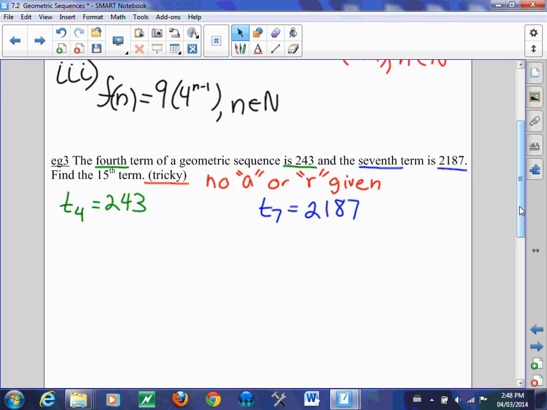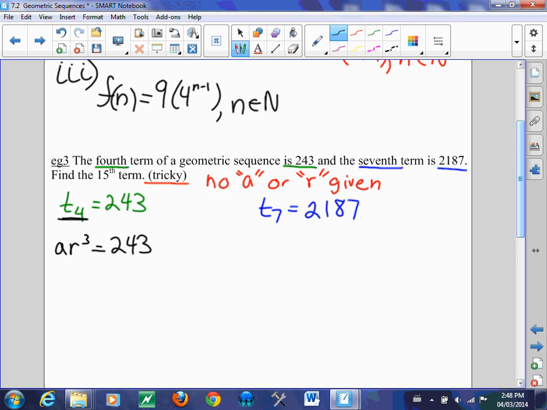Now that we know that, we have to remember, how else can we express these term numbers? If this is term 4, if you back it up 1, it's going to be the ratio to the third times A, which equals t at 4. So that equals 243. Likewise, t at 7 equals r to the 6th times A. Just go back to your formula for the general term. And that's 2,187. If you're not sure how I got this, please come and see me, guys. That's how I transfer those.